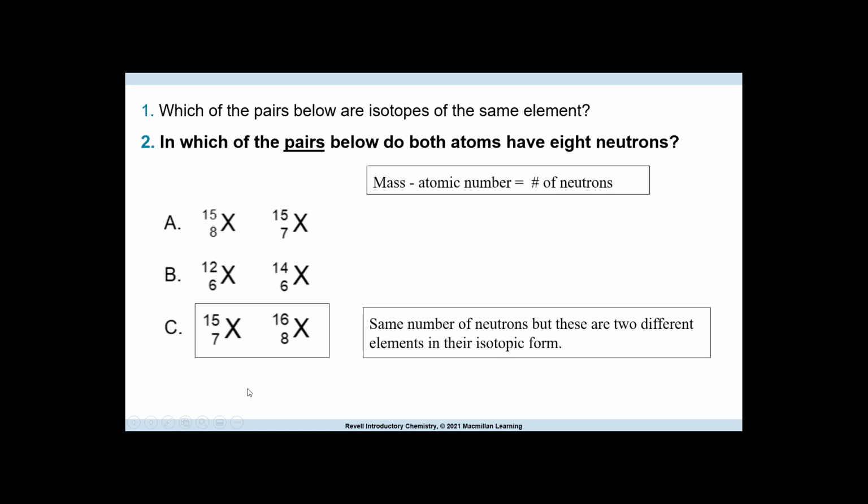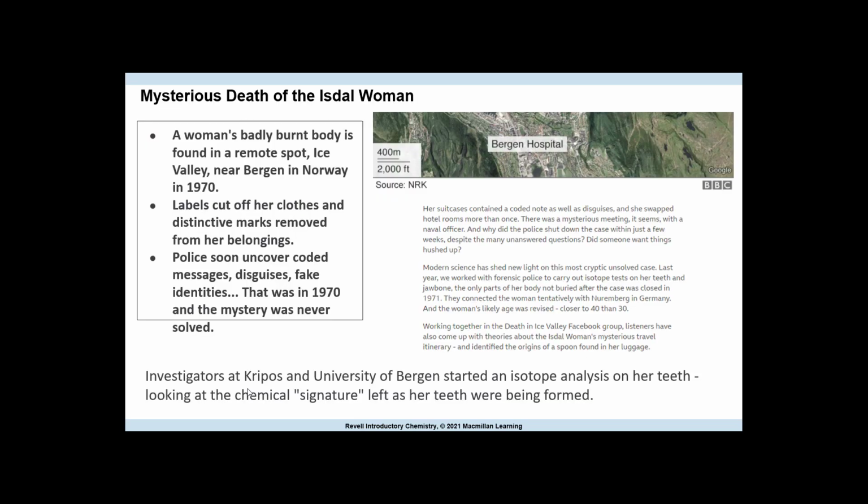I'm going to cheat instead of doing all the math, and I'm going to show you it's C. Same number of neutrons, but these are 2 different elements in their isotopic form, and they both have 8 neutrons.